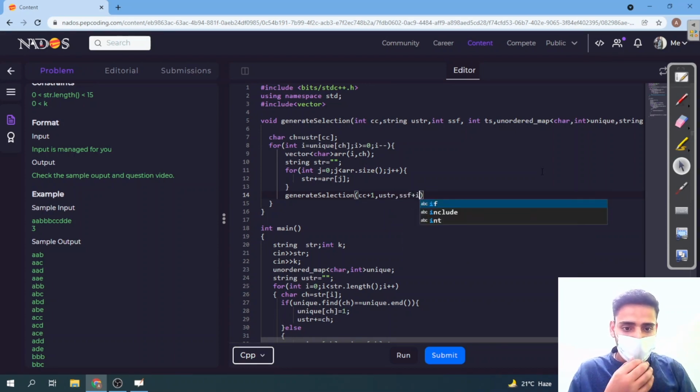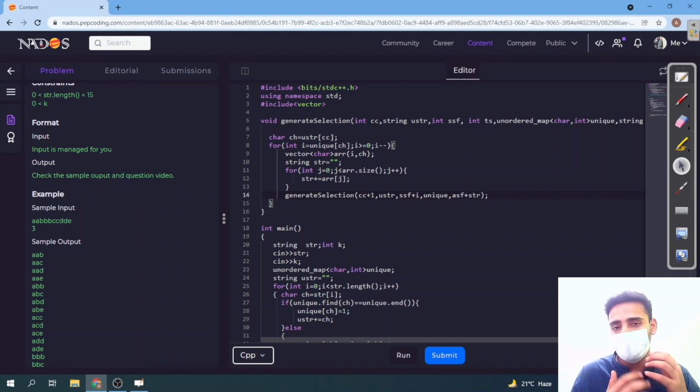Then we have the selection so far. Every time I will be added to selection so far, right? If we are moving, I will be getting updated and it will update the SSF, our selection so far, also. Then we have to send our unique unordered map, so we have sent that also. Now we have to send the answer so far. Before sending the answer so far, we have to add the string that we have made here, so we have added that. The call is complete now.